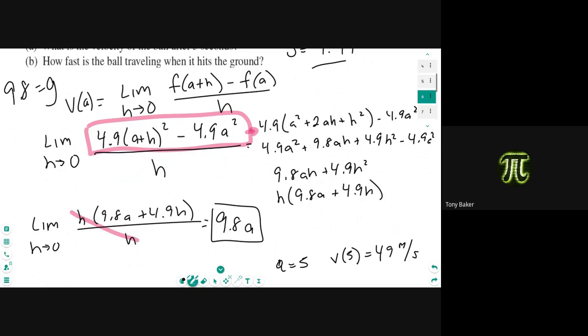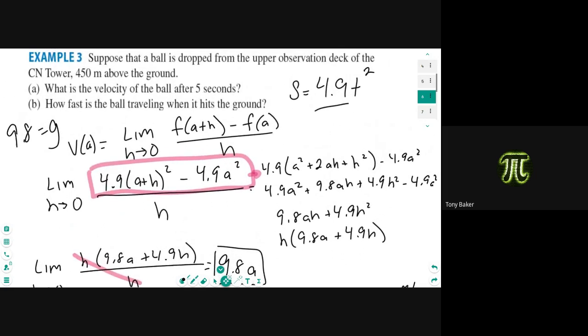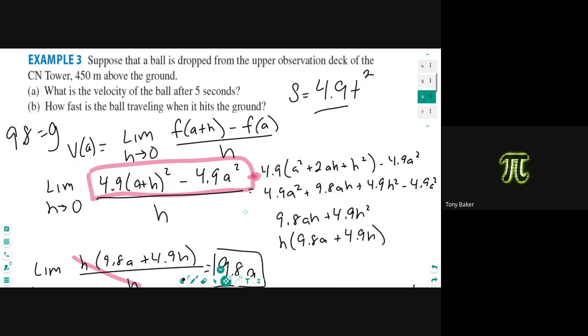How fast is the ball traveling when it hits the ground? What's the one thing I need to know before I can do this problem? How long is it in the air for? So how would I figure that out? Huh? The height's what? 450. So S was how far we were going, right? So we'll set that to 450, and we can solve this for t to figure out how long it's going to be in the air.